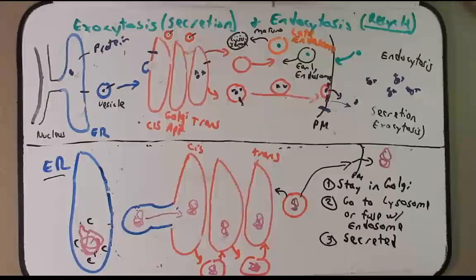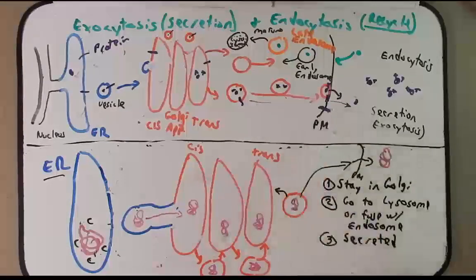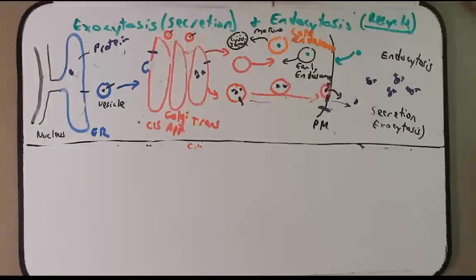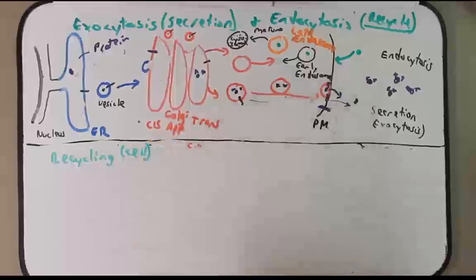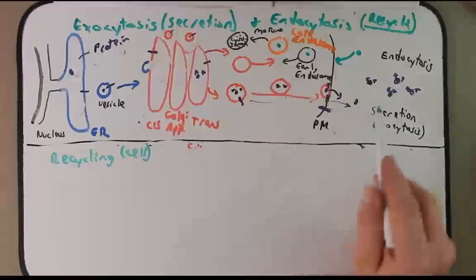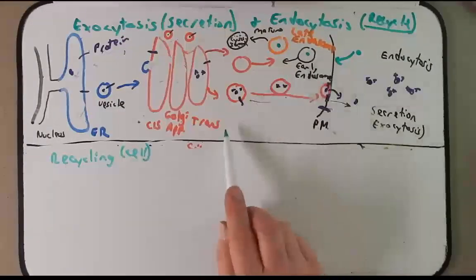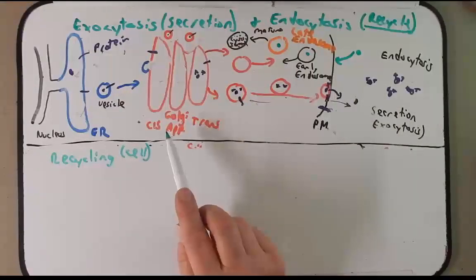These are the three main pathways. It can stay in a Golgi or go back to the ER, or it could go to a lysosome or fuse with an endosome, which would then eventually become a lysosome, or it can be secreted outside of the cell. Alright, now I want to spend the rest of our time talking about recycling at the cellular level. Either the cell will bring in material to fuse with the lysosome and be degraded, and then those smaller components of that molecule that was degraded can be used by the cell.